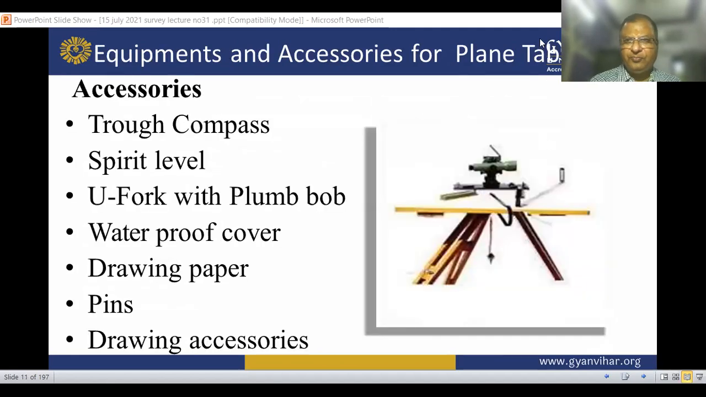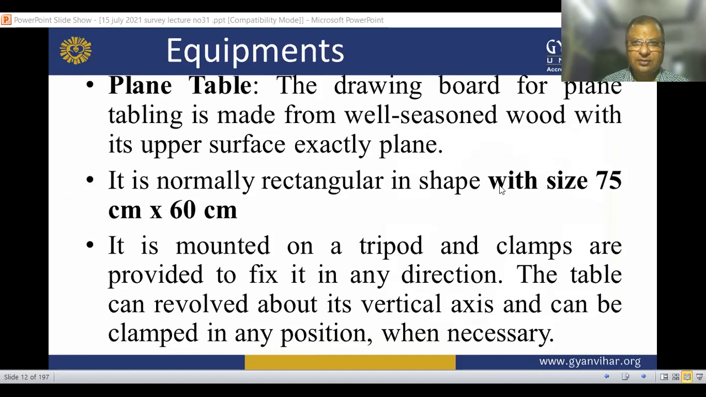Now, equipment and accessories of the plane table. The accessories are the trough compass, spirit level, U-fork with plumb bob, waterproof cover, drawing paper, pins, and drawing accessories. Plane table.